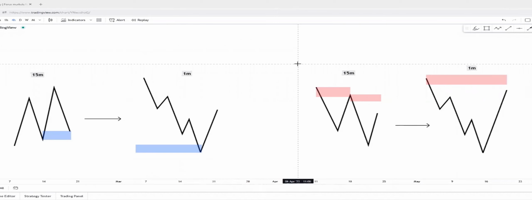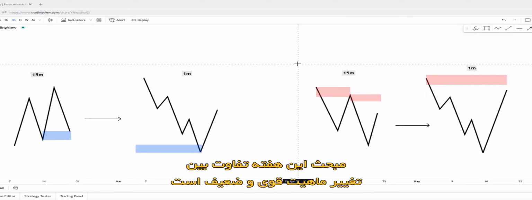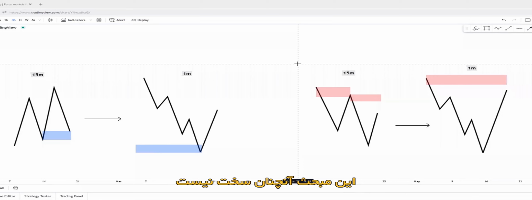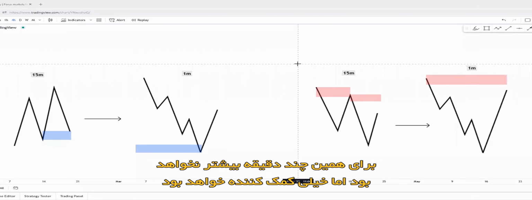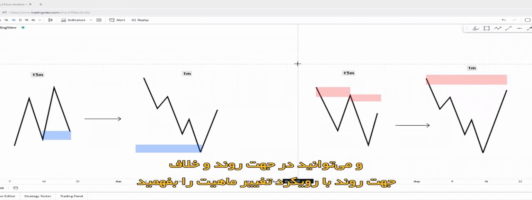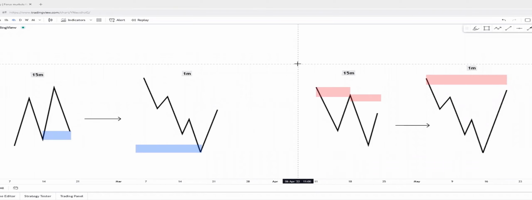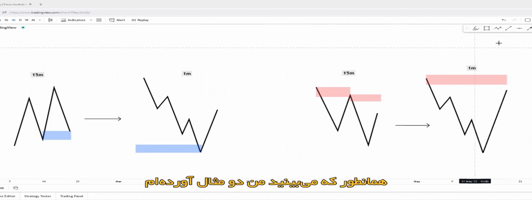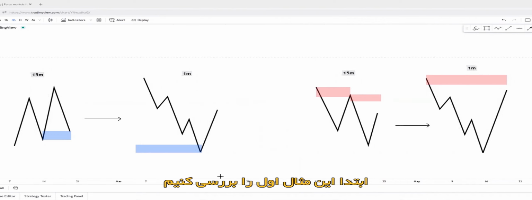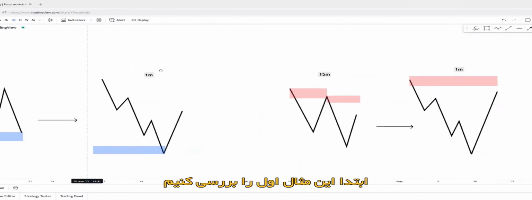So this week's educational topic will be the difference between a strong change of character and a weak change of character. This isn't a really complicated topic. It will be a few minutes, but it's really helpful. You'll be able to understand the main trend and counter trend differences from the change of character perspective. Let's begin. As you can see, I've drawn two separate examples. First, we will take a look at this first example.